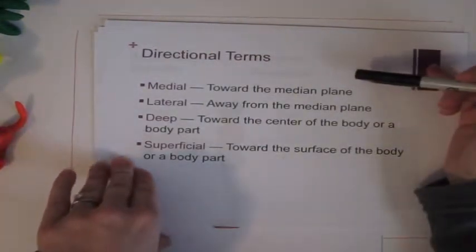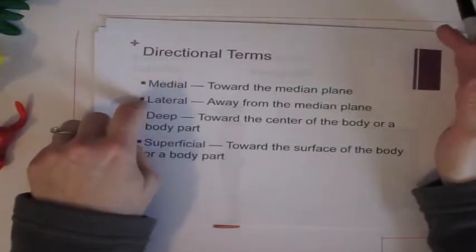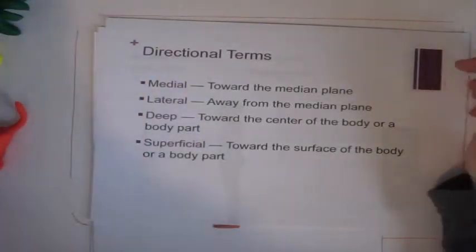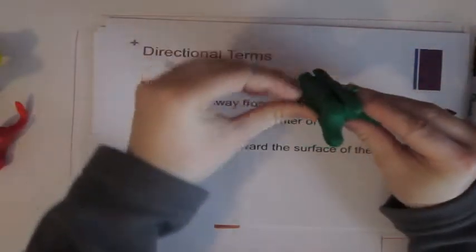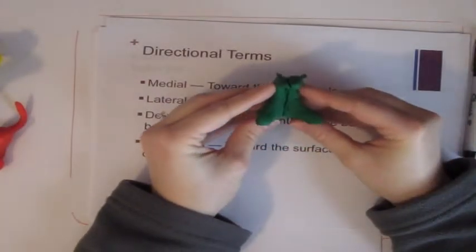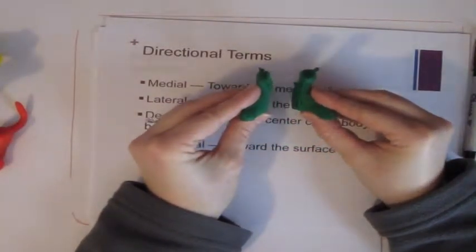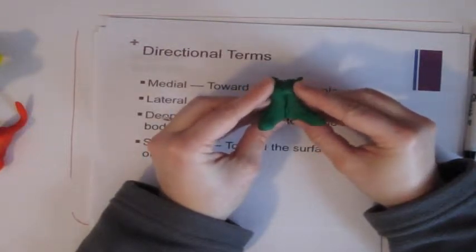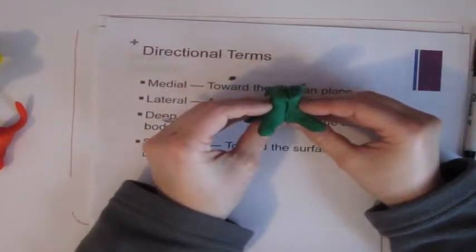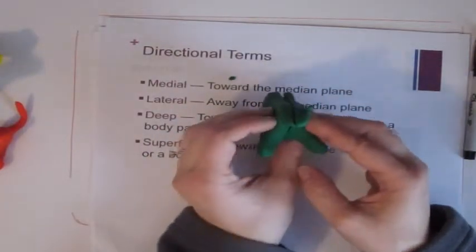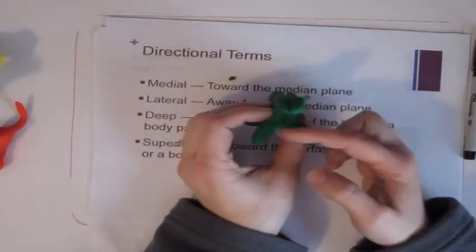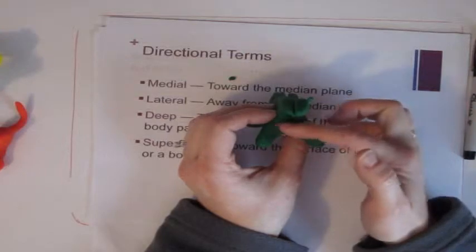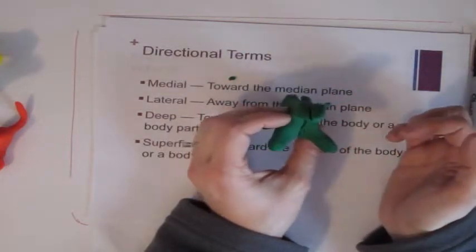Other directional terms that we talk about are medial and lateral. So if we have an animal, we've got our median plane that's been created. They're cut into equal right and left halves. So this animal has a median plane. Anything that goes towards the median plane, so it's going in or pointing towards the median plane, is called medial.